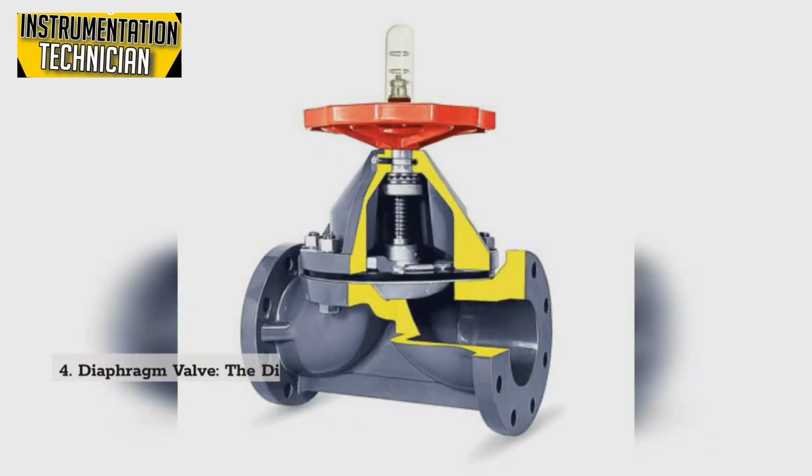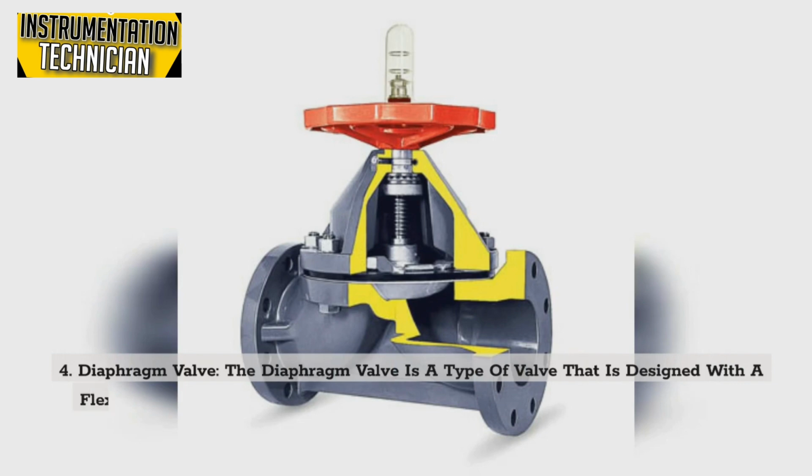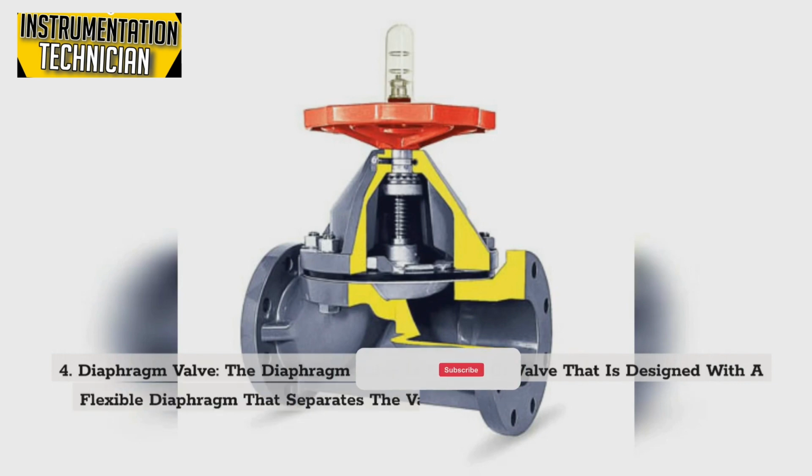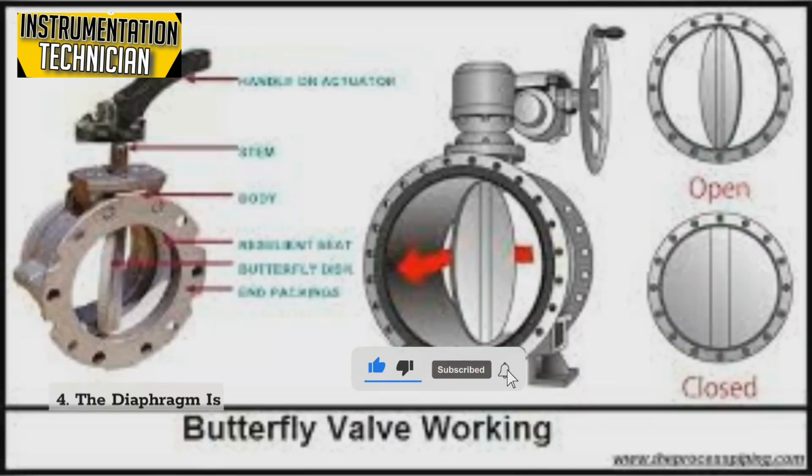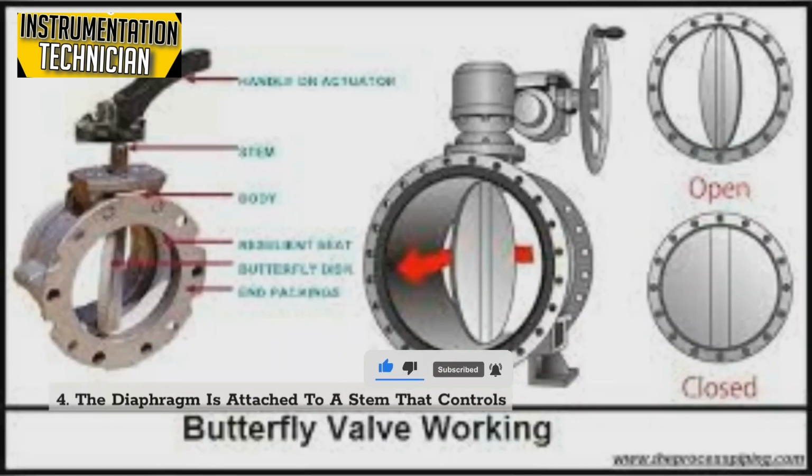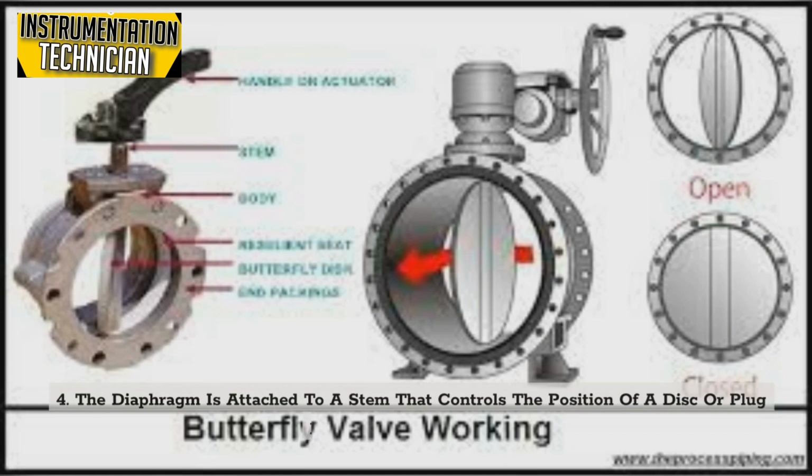Diaphragm valve. The diaphragm valve is a type of valve that is designed with a flexible diaphragm that separates the valve body from the fluid or gas being controlled. The diaphragm is attached to a stem that controls the position of a disc or plug inside the valve body.